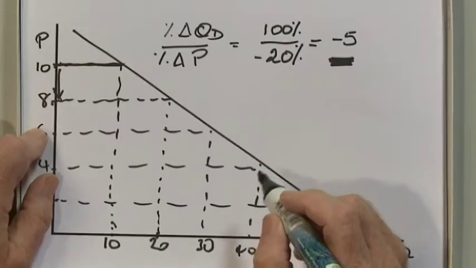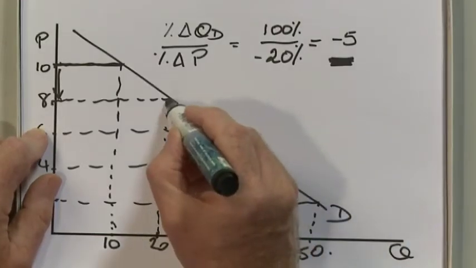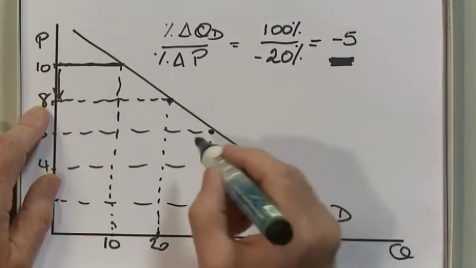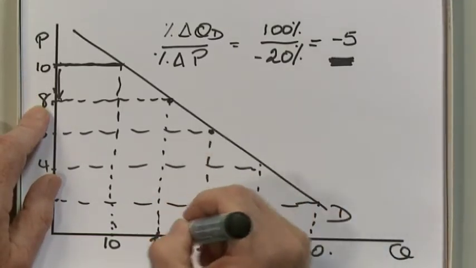So consumers are pretty sensitive to price changes. For every 1% fall in price, a 5% increase in quantity demanded. Now let's see what happens to this sensitivity to price changes as we move down this straight line demand curve. Suppose now there's another cut in price from 8 to 6. What's the percentage change in the quantity demanded?